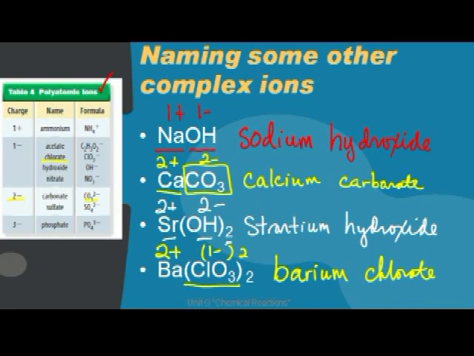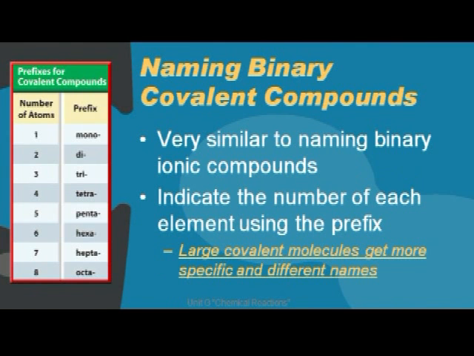The key here is to first find your first element, and then for the second one, look it up on our chart for our polyatomic ion. Alright, and the last thing we need to remember when we're naming compounds: some of our compounds are not ionic, they're covalent. So these are the rules for naming a covalent bond compound. The big change is that we have to find out how many of each element is being represented in atoms. So let's take a look at that.